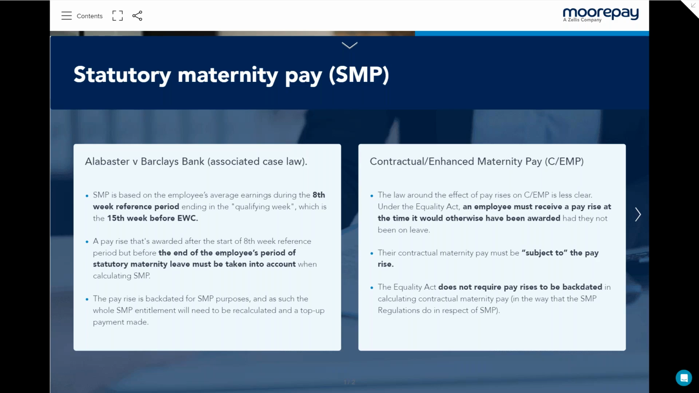But as it stands, there's no basic legal obligation to readjust contractual maternity pay. It may be something you do give right to in your policy, so take advice.